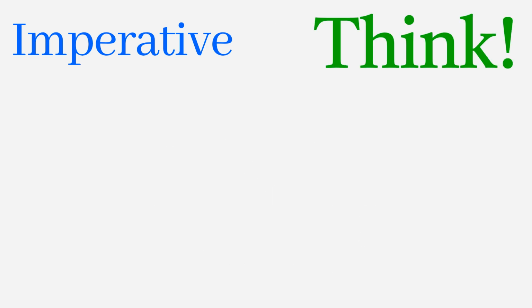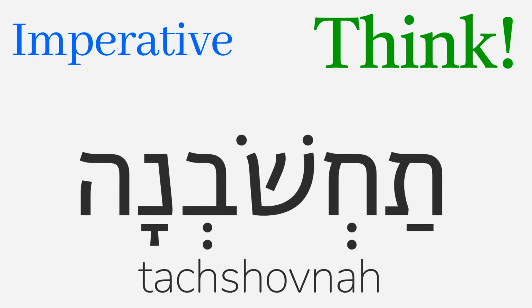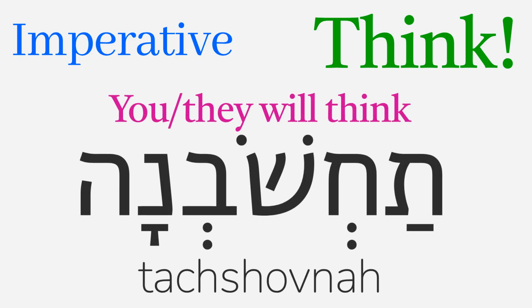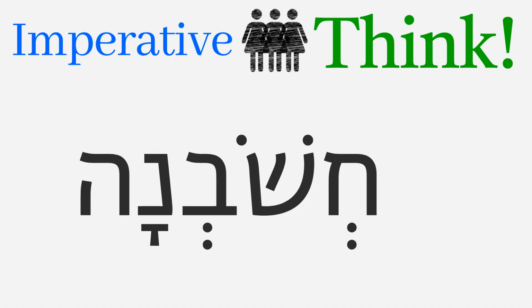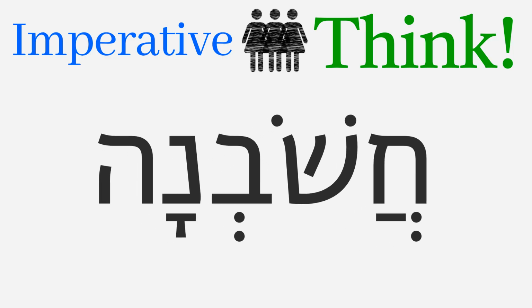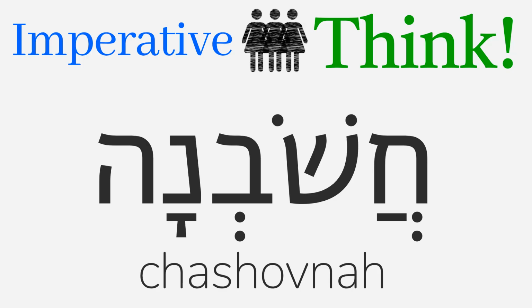The same thing happens when we take the verb tachshovna, you will think, feminine plural, or they will think in feminine form, to make the feminine plural imperative, think. We take off the ta prefix and change the vowel under the first letter chet to a chataf patach. That makes chashovna, think, commanding a group of women.